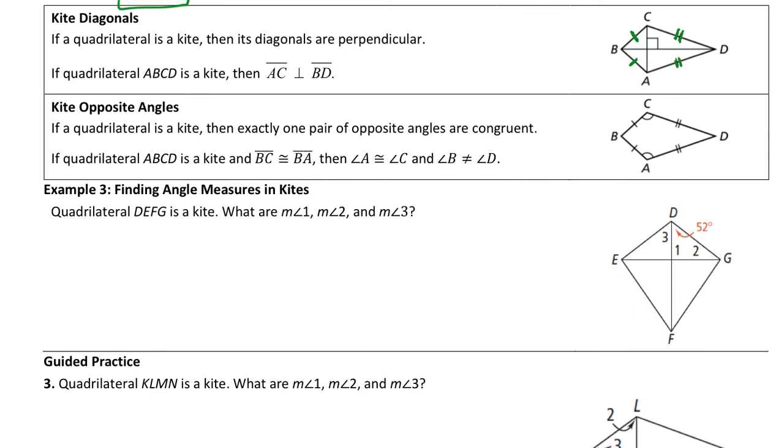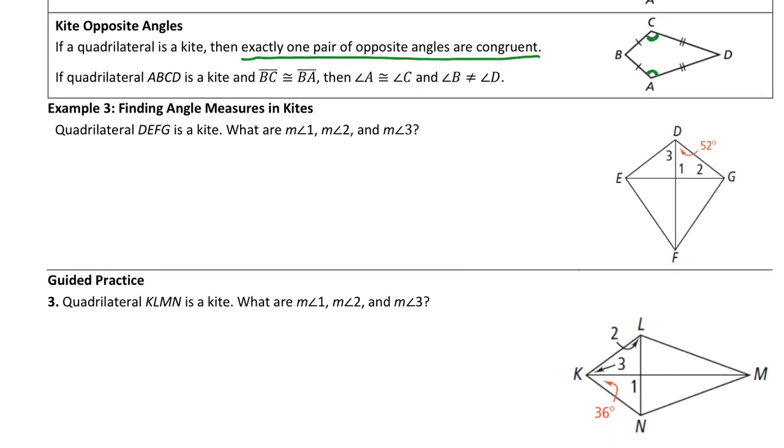The other big property is that a kite's diagonals are perpendicular, which means they create a right angle where they intersect. The next thing about kites is that there is exactly one pair of opposite angles that are congruent. It's always the 2 angles where 2 non-congruent sides meet, where the non-congruent sides meet. C and A. So we're going to go through some examples of this, and I'm going to help you understand this, hopefully.